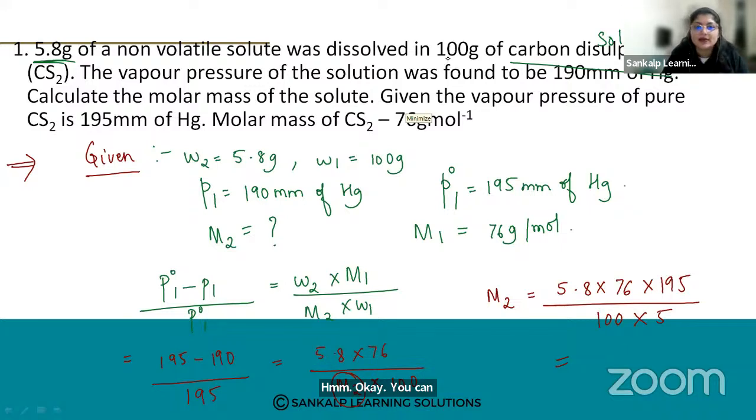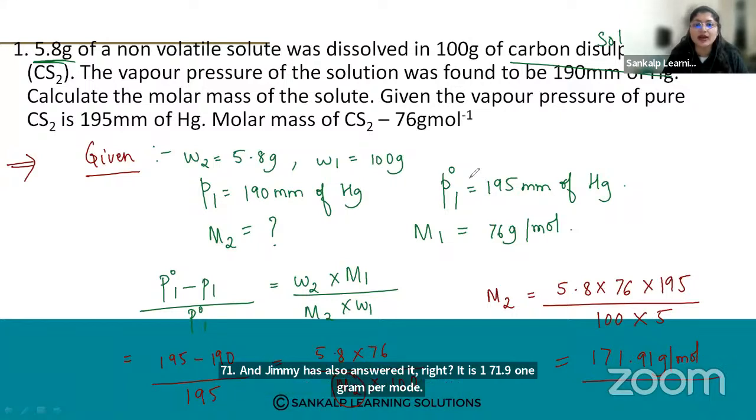Okay. The answer is right. 171. Sanjeevni has also answered it right. It is 171.91 gram per mole. Okay. Unit is very important. Now here how the marks are given.